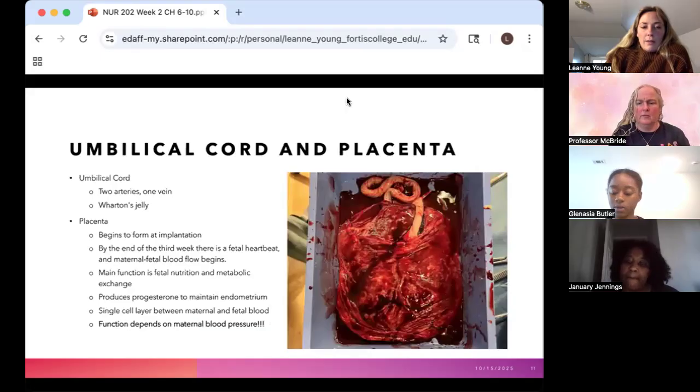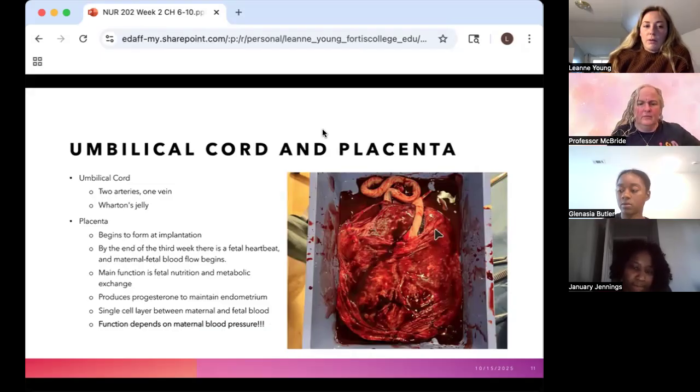So this lovely picture over here is the placenta and the umbilical cord. A very important thing to note is that an umbilical cord has 2 arteries and 1 vein. It is surrounded by Wharton's jelly, which is the connective tissue that surrounds the vessels. This prevents compression of the blood vessels and ensures that the infant is being continually nourished.